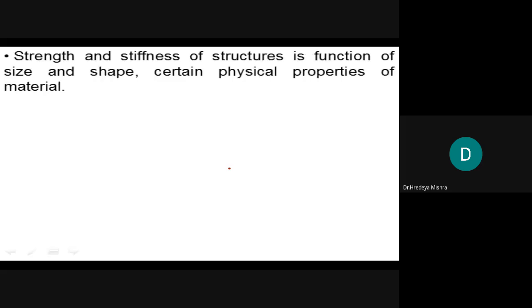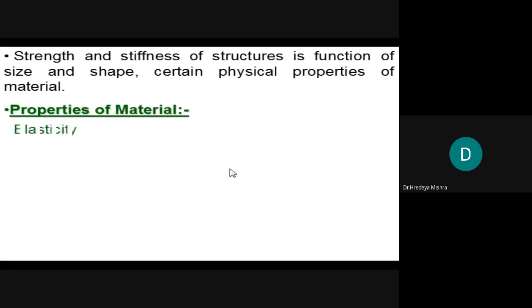Okay, so the strength and stiffness of a structure is a function of size and shape, and certain physical properties of the material. We discuss these things. Elasticity. So what is elasticity? Anyone can define what is elasticity, because from the beginning this elasticity, plasticity is known. So anyone have to define what is elasticity.